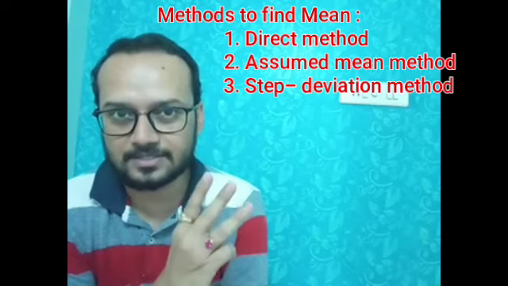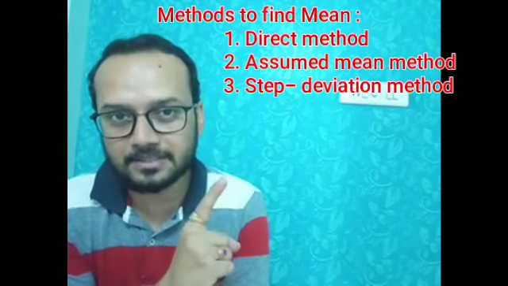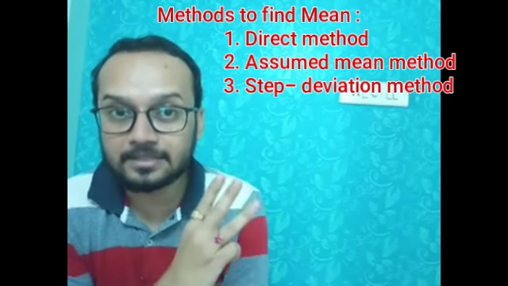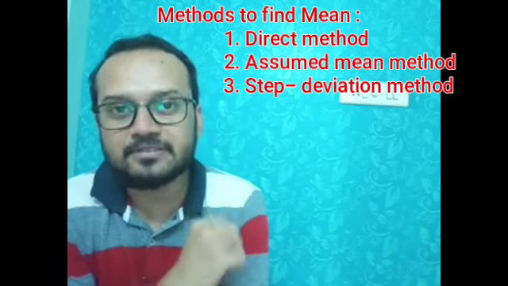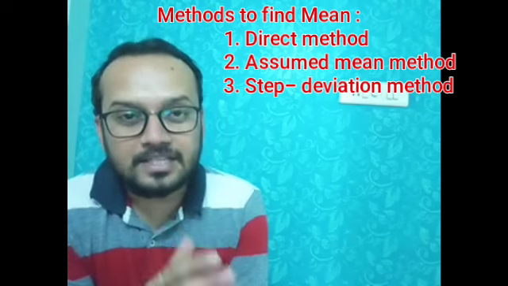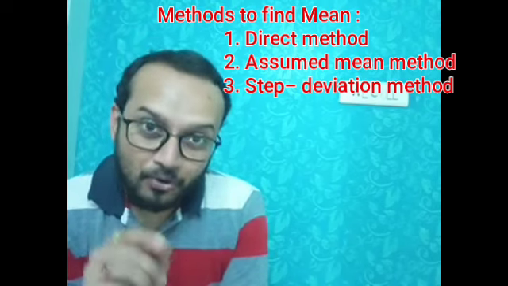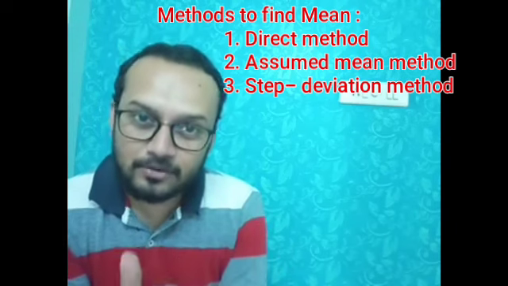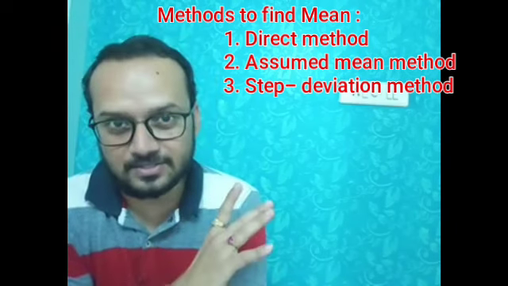Now what is new for mean in this chapter in 10th standard? To find mean in 10th standard we have three methods. First method is direct method. Second method is method of assumed mean. And the third method is step deviation method. All these methods are for finding mean only. If you find the mean from any of these methods, you will get the same answer.